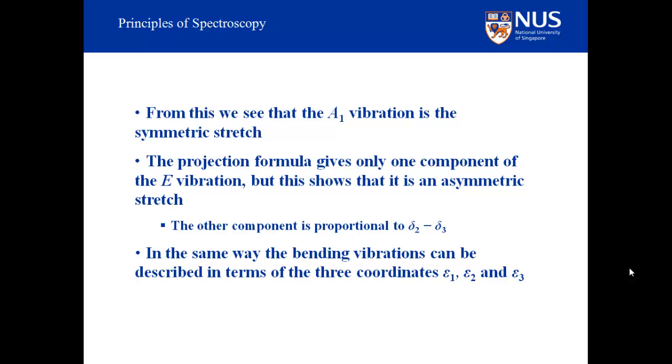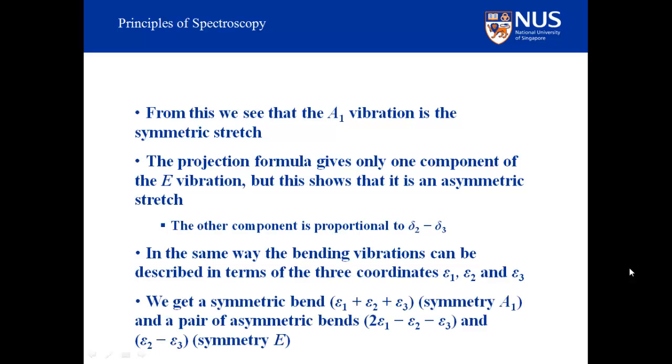In the same way, the bending vibrations can be described in terms of the 3 coordinates epsilon 1, epsilon 2 and epsilon 3. We get a symmetric bend, epsilon 1 plus epsilon 2 plus epsilon 3, symmetry A1, and a pair of asymmetric bends, 2 epsilon 1 minus epsilon 2 minus epsilon 3 and epsilon 2 minus epsilon 3. These have symmetry E.